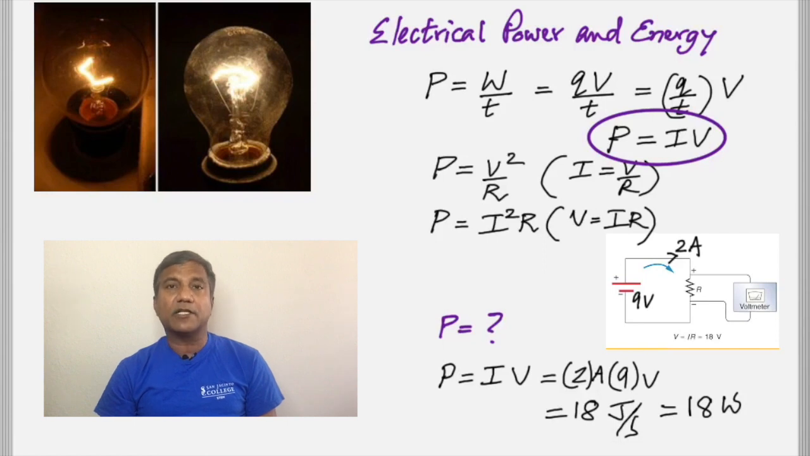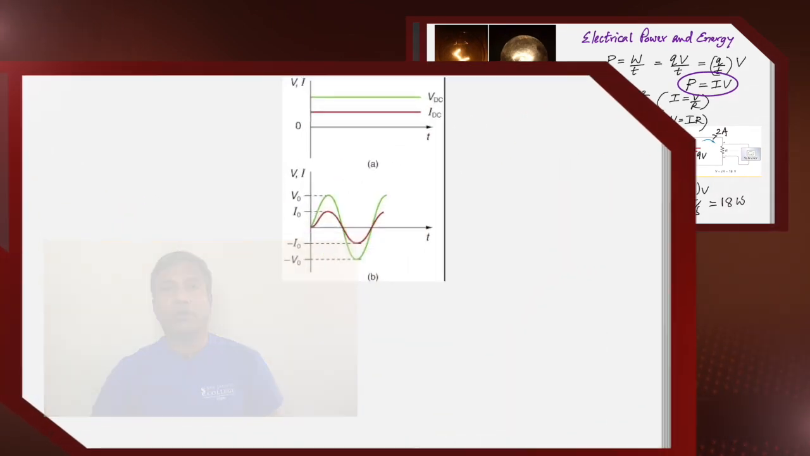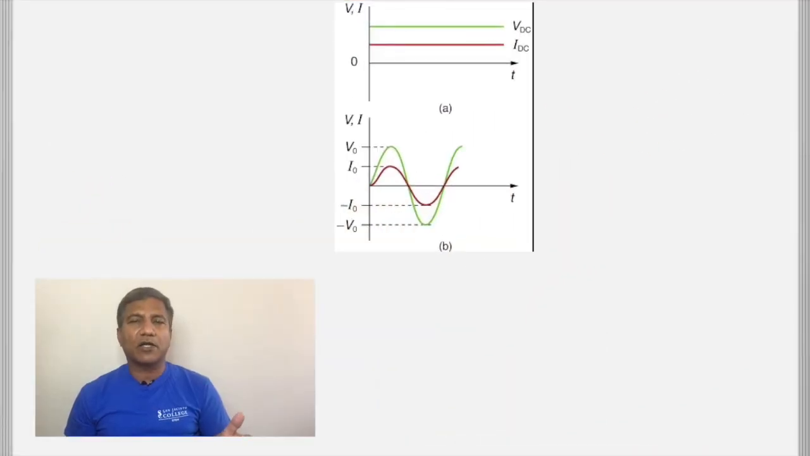As you can see, you could have expressed it as ampere times volt. So ampere times volt is the same as joule per second. One type of current is called an alternating current, and that's the type of current that we get at home.